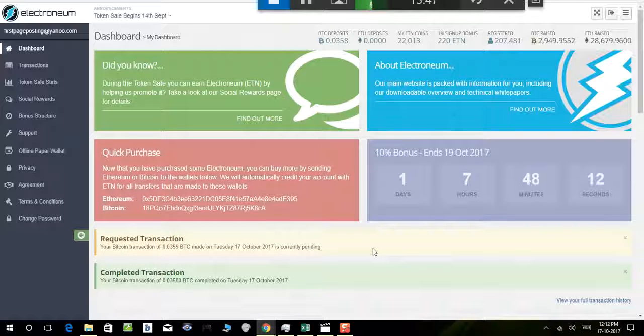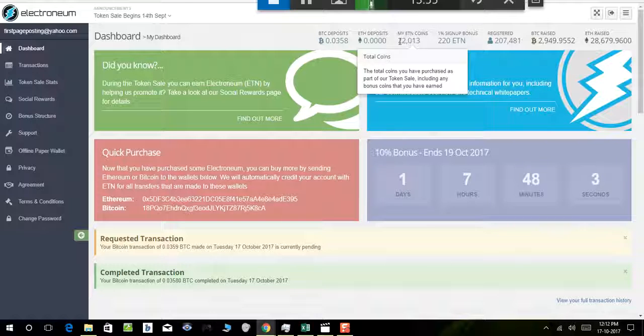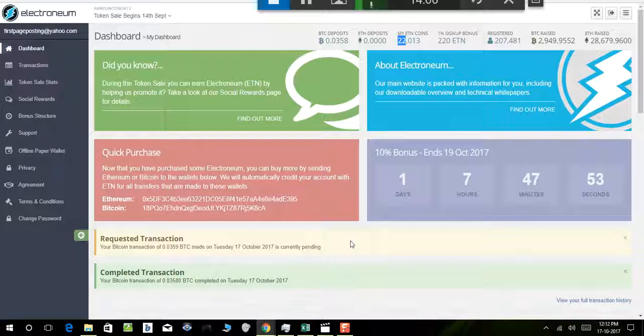One day, 7 hours, 48 minutes, and 10 seconds before you can't get the 10% bonus anymore. So I put in $200 today and I have 22,000 of these coins. I'm rich, right? If this thing pops. And I love the site. I love the way it runs. It's fast, it's clean, it's beautiful. And the idea behind it is genius.